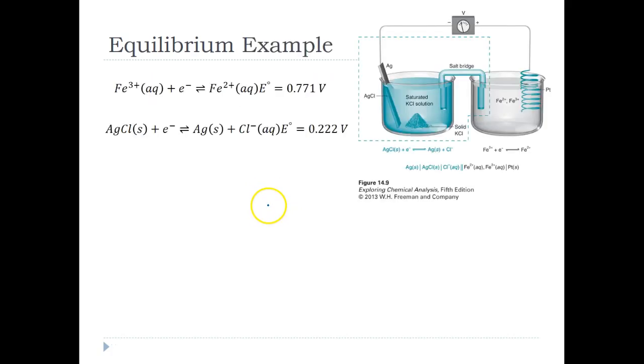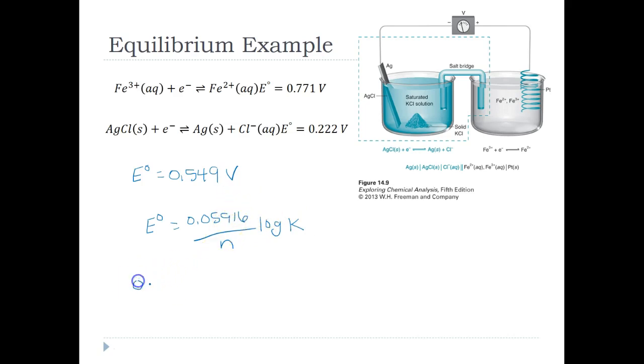So let's do an example calculation. I'm just going to take the same example we had earlier. What we got, you can backtrack if you need to, was 0.549 when we took the E plus 0.771 minus the E minus 0.222. So to solve for the equilibrium constant, I'm just going to rewrite the equation from the last slide: E° equals 0.05916 over n times log base 10 of K. So I can plug in E° and I can plug in n.